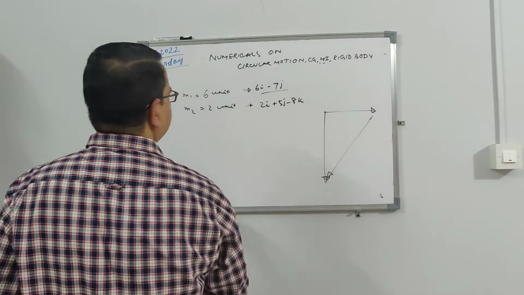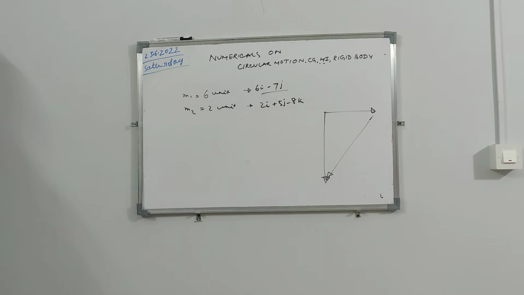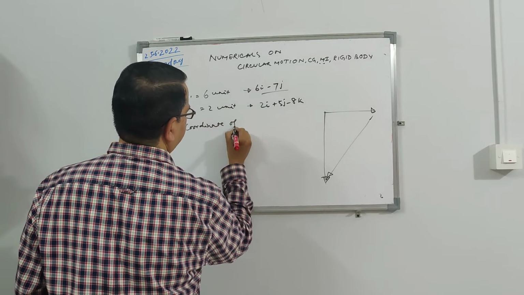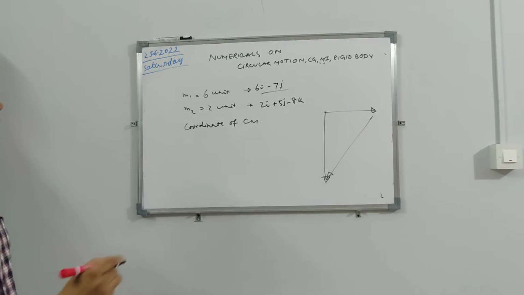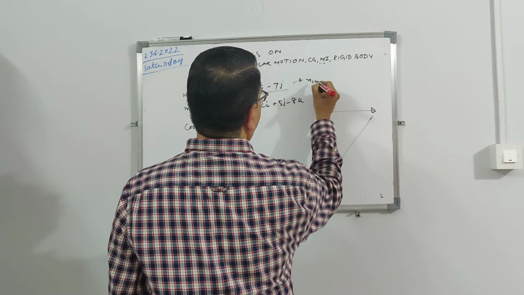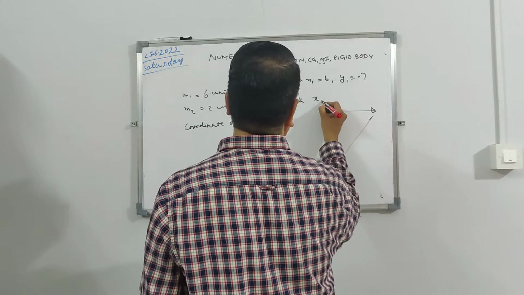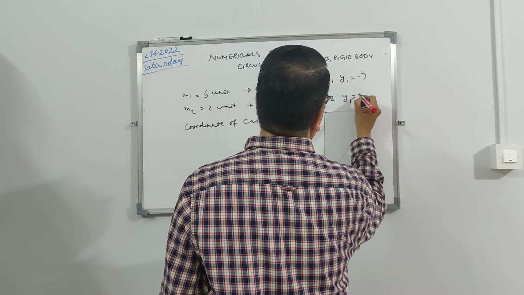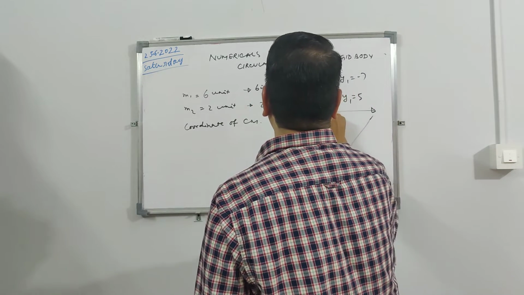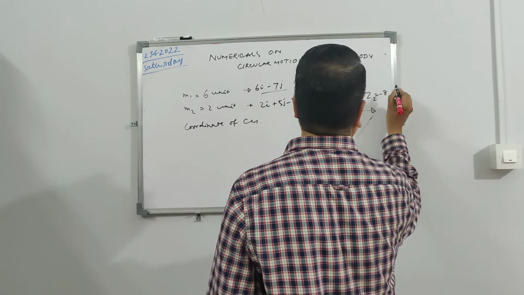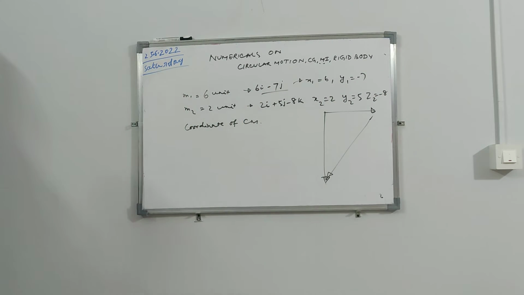Then they are asking the coordinates of the center of mass. Find x and so on. For this, x1 is equal to 6, y1 is equal to minus 7. And x2 is equal to 2, y2 is equal to 5 and z2 is equal to minus 8. So these are x1, y1 and this is m1 and m2.